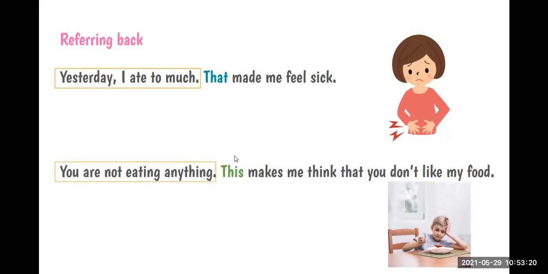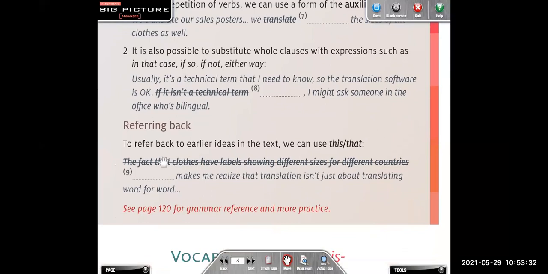Okay, so with this and that, we can refer back to the previous activity. So we are going to do exactly the same here in the book. It says to refer back to earlier ideas in the text, we can use this or that. Number 9, it says, the fact that clothes have labels showing different sizes for different countries makes me realize that translation isn't just about translating word for word. So, what do you think we can use here to replace all this idea?